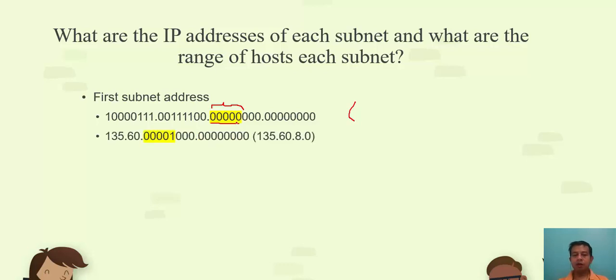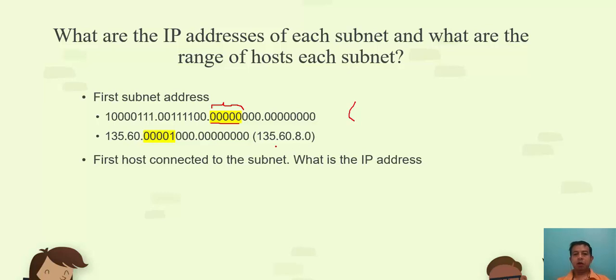So in this case, the first subnet would be where one bit is 1. So 5 bits, 00001, this is my first subnet. What is it in decimal format? 135.60.8.0. So this is the IP address of my first subnet. Remember, I am using 5 bits for my subnet. So now I have my first subnet.